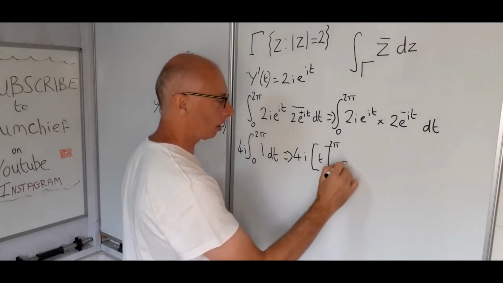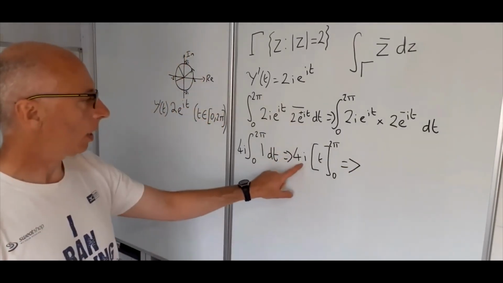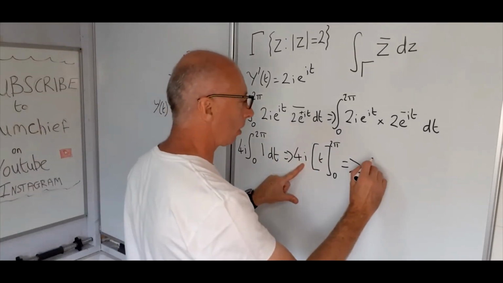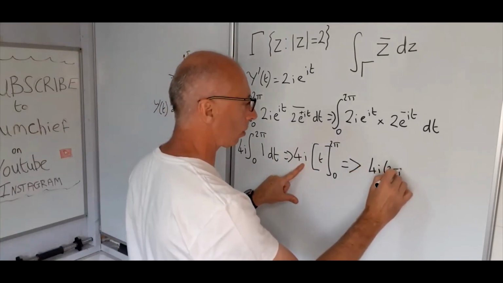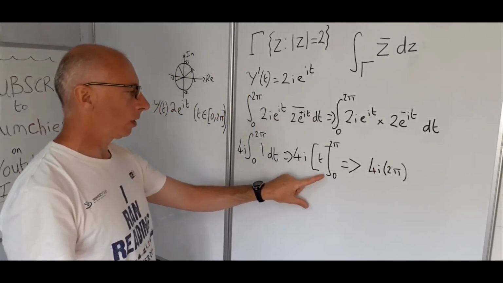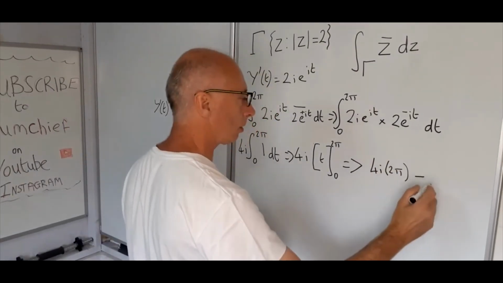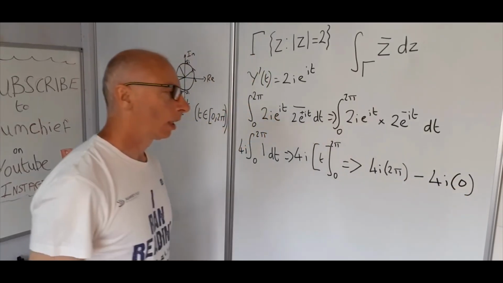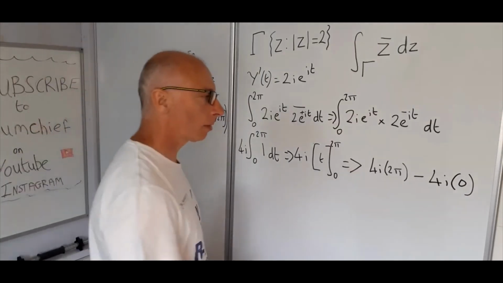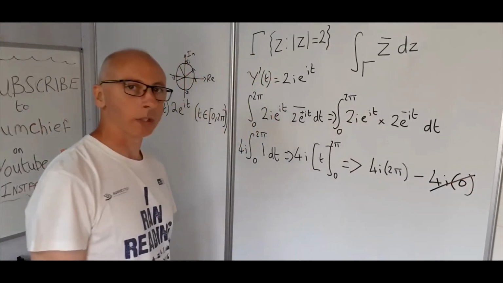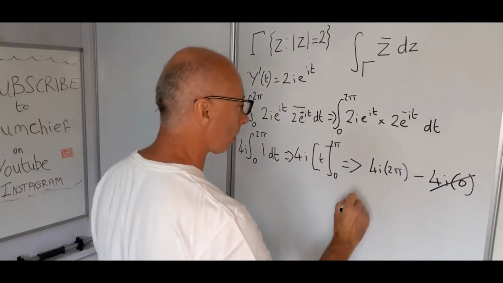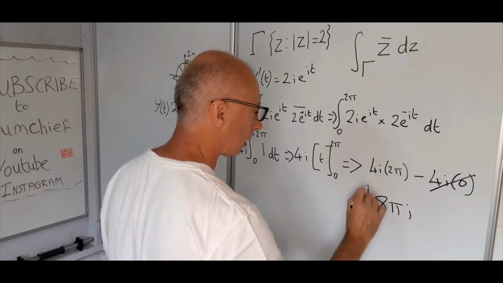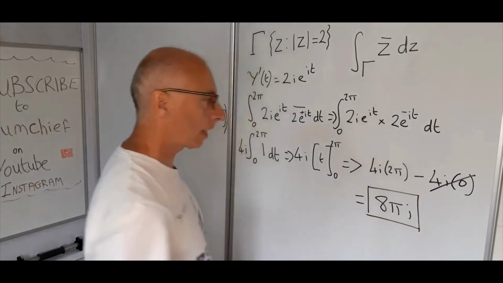Okay, moving on. So let's work this out. When t is 2 pi, we've got 4i times 2 pi, and then when t is 0, we just subtract 4i times 0. So now we can simplify this. This will disappear, and then we just multiply this up, so that will give us 8 pi i. That is our answer.